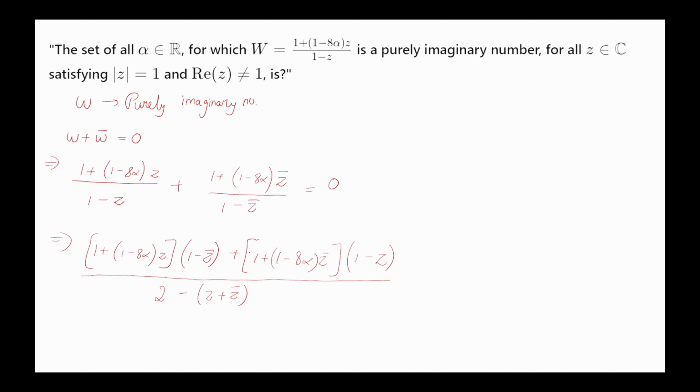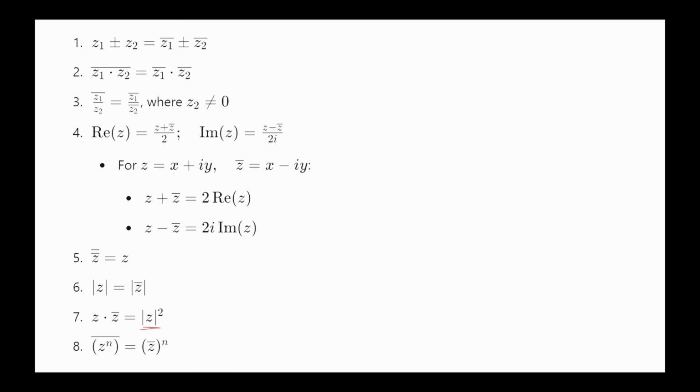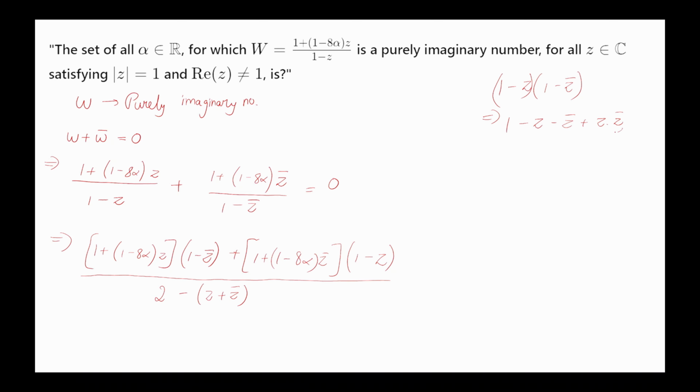Now how do I come to this conclusion? 1 minus z into 1 minus z bar. How can I write this down? This would become 1 minus z bar plus z into z bar, and using the property z into z bar is equal to modulus z whole square. So this would become modulus z whole square, where in the question they've given us that modulus z is equal to 1. So this would become 2, and I take minus common, so this would become z plus z bar. This is equal to 0.